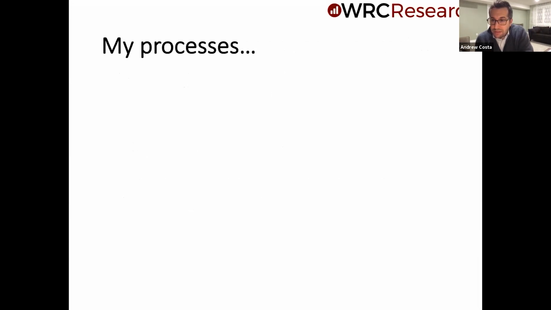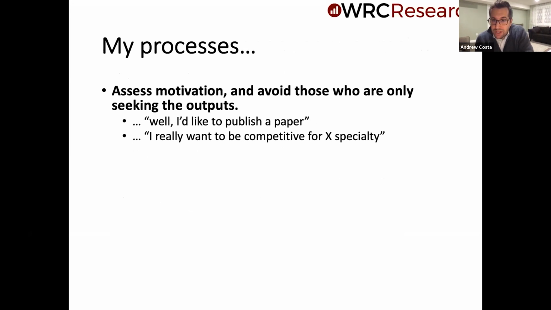I'll give you some of my own tips, and then maybe you could share your own. I assess motivation, and I avoid those who are seeking outputs. I think I already said that. If I ask, why do you want to do this? and they say, well, I'd like to publish a paper, that's a bad start. That's only the output of a longer process and an interest. Publications come when you're doing good work and you're having fun doing it. It's not the ends that justify the means, in my view. That's my philosophy. You might think differently, and that's totally fine, but that's what jives with me. Those who want to be competitive for a specialty, that doesn't turn me on and make me want to stay up till 1 o'clock in the morning reading something and trying to get something through. I don't know about you.